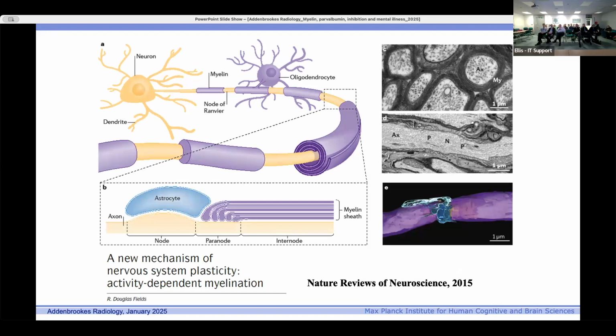He was able to show that myelination is largely driven not by time or age, but by activity. So we myelinate our axons by using them.